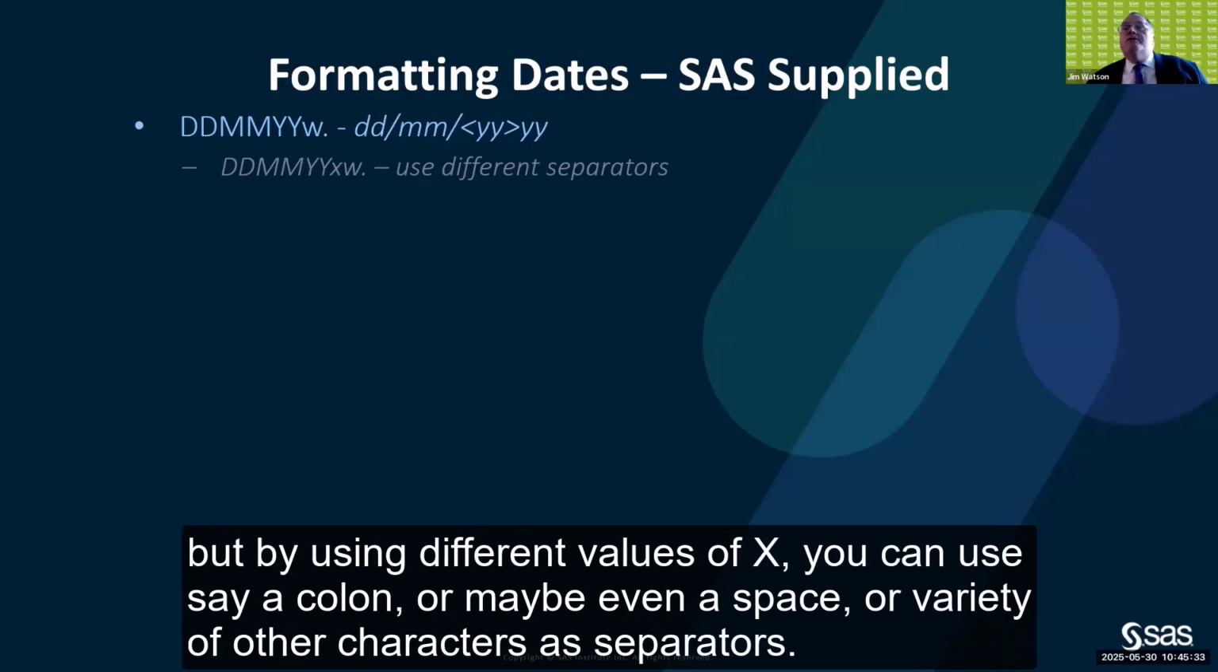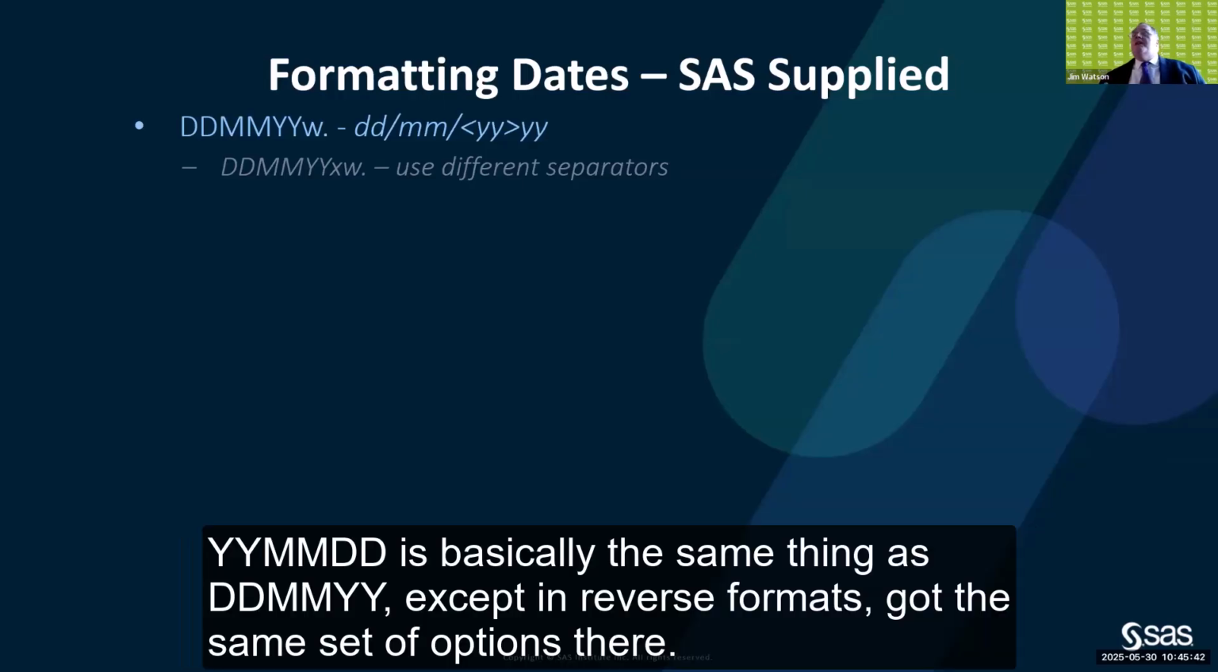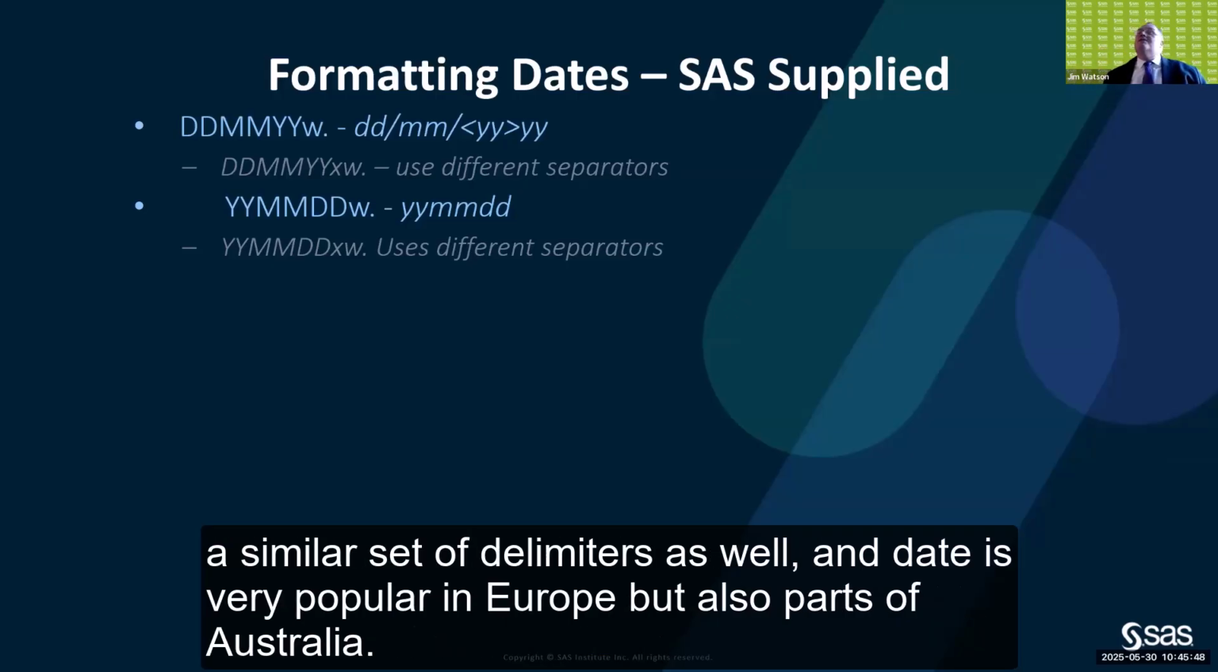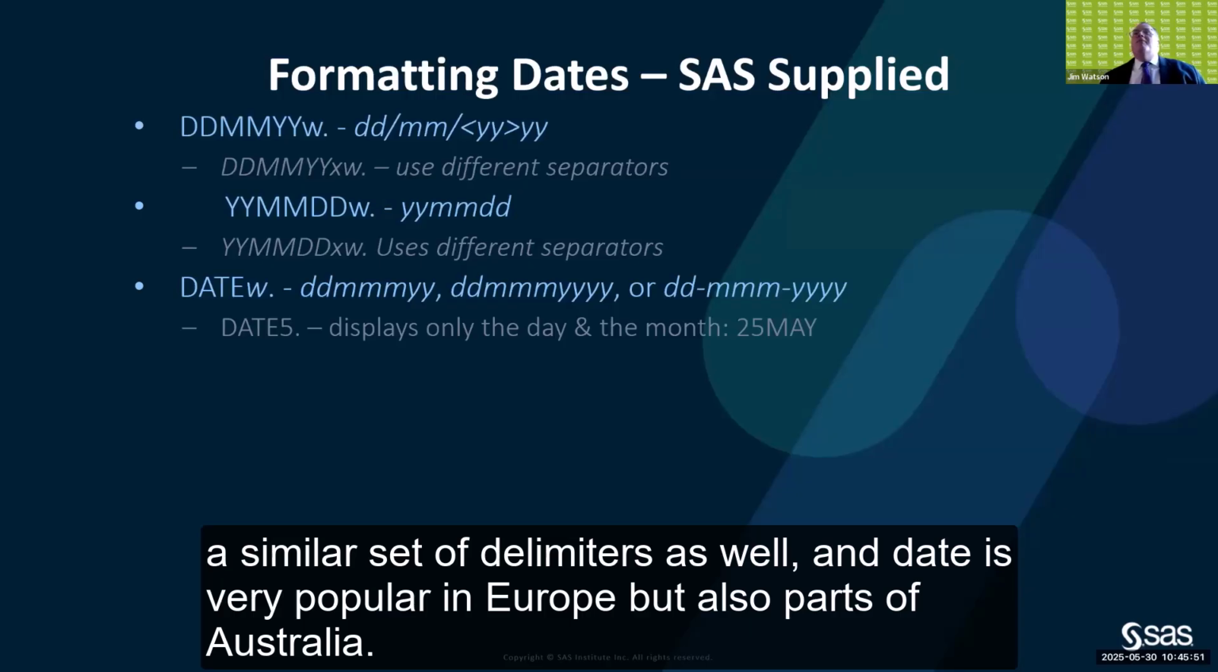But by using different values of X, you can use, say, a colon, or maybe even a space, or a variety of other characters as separators. YYMMDD is basically the same thing as DDMMYY, except in the reverse order. It's got the same set of options there, a similar set of delimiters as well. And DATE is very popular in Europe, but also parts of Australia.